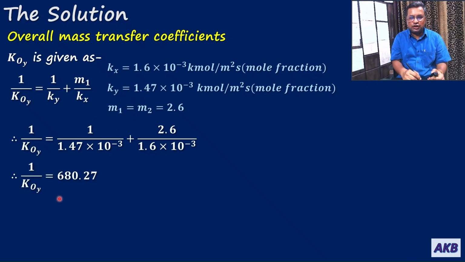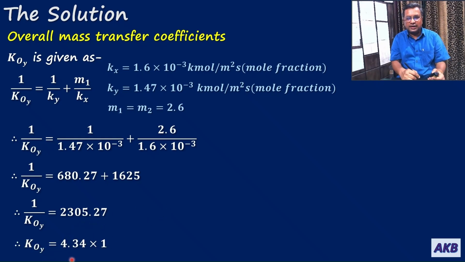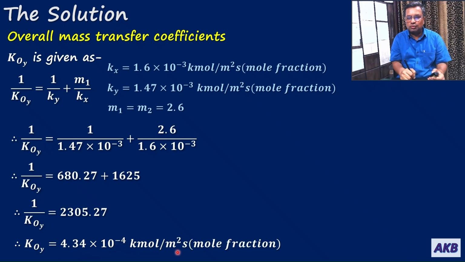So that is 1 upon Koy is 680.27 plus 1625. So that is 1 upon Koy is 2305.27, which gives Koy as 4.34 into 10 to the power minus 4 kilomole per meter square per mole fraction. So in this way, we get the overall mass transfer coefficient that is expressed in terms of concentrations in the gas phase. Let us move ahead.